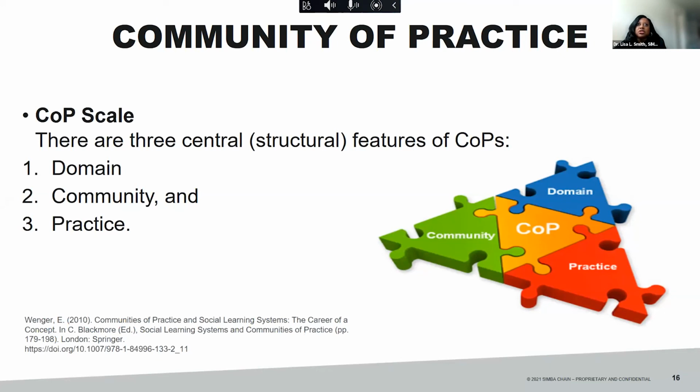The 3 central structures of community of practice are the domain, which represents an area of shared interest; the community, a self-selected group of individuals who care about the topic and participate in regular interactions; and the practice, which is a shared body of knowledge, experience, and techniques.